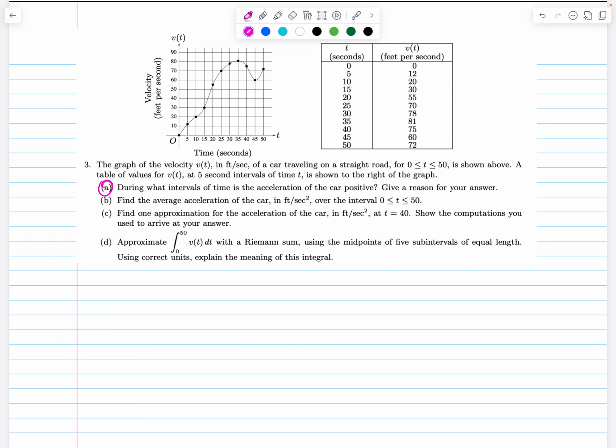Okay, if your graph is a graph of velocity, and only if your graph is a graph of velocity on the y-axis, then for this graph, acceleration is the slope. Acceleration is the slope. Why? When I say derivative, you should think slope. The derivative of velocity is acceleration.